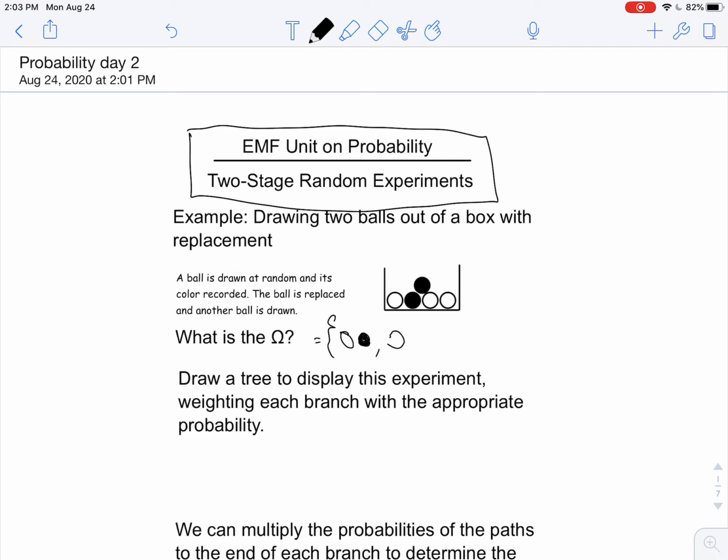Another possibility is that I get a white ball followed by another white ball. Or maybe I get a black ball followed by a white ball. Or maybe I get consecutive black balls. As I go to display the experiment with a set of branches, understand again it's a 2-stage experiment, so I'm going to wind up with 2 different layers of branches. If I was doing 3 draws, I'd have a 3rd layer.